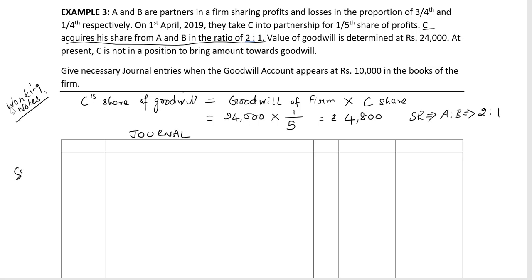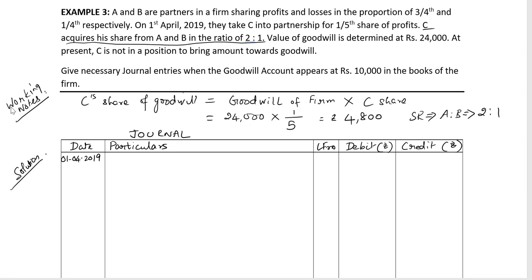Solution. Date, particulars, LF number, debit rupees and credit rupees. The date of admission of C is 1st April 2019. We'll first write off the existing goodwill.